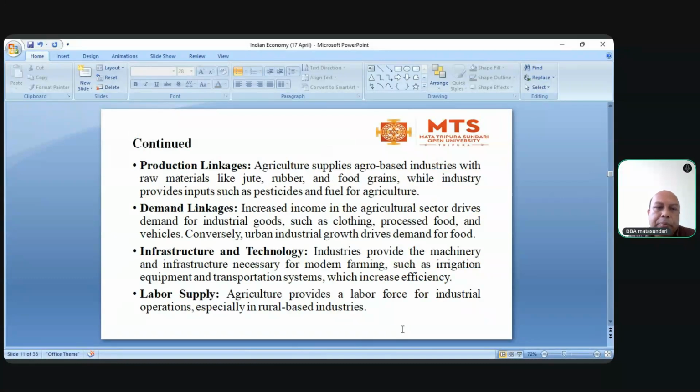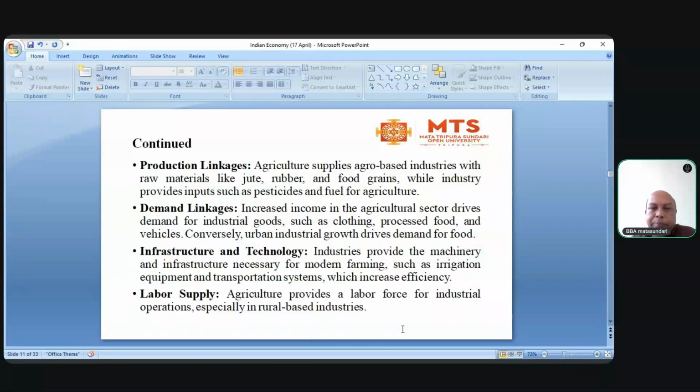So first is the production linkage. In the agriculture sector, basically agro-based industries directly depend on the agricultural sector for raw materials. Like jute industries, rubber industries, food processing industries, they directly collect raw material from the agricultural sector. So the agricultural sector provides inputs to agro-based industries. And when there is a shortage of supply of inputs from the agricultural sector to agro-based industries, then agro-based industries are also negatively affected.